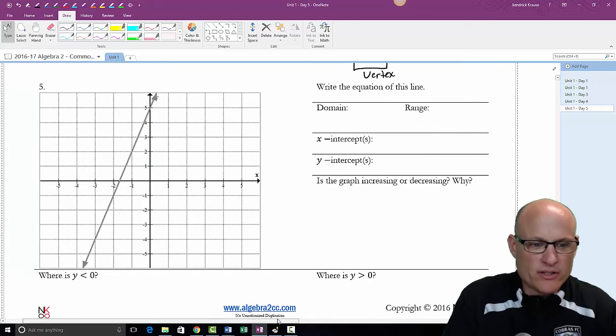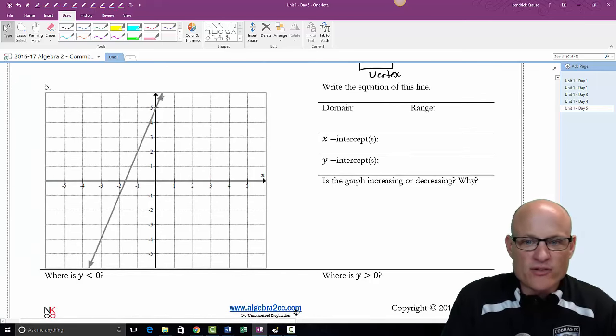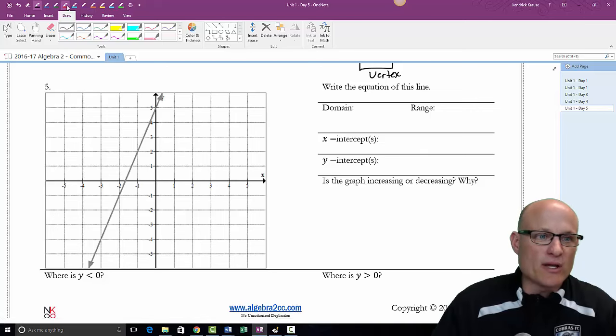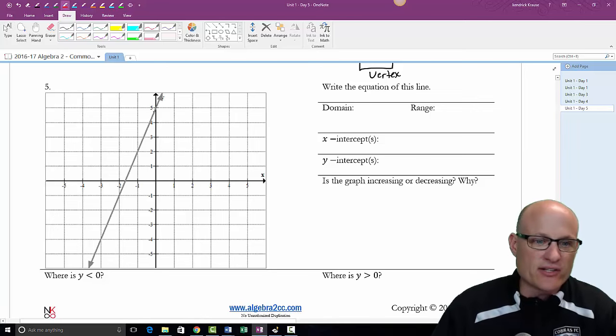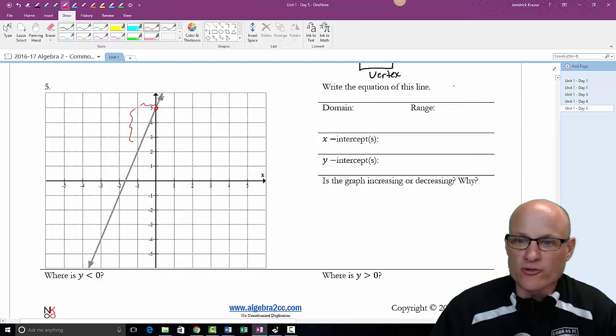Can't move this. All right. What is the equation of this line? Let me get to my red pen. What is the equation of this line? Let's see. It's got a y-intercept of 5 and a slope or rate of change of 3 over 1. So this is y equals 3x plus 5.